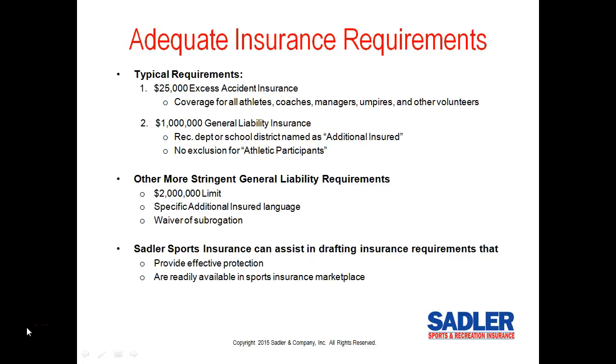You need to make sure that you have written insurance requirements that your outside facility users must comply with for both accident and general liability. The requirements should be specific in terms of what limits of coverage are required, as well as other factors impacting the quality of coverage. On this screen, we have some very typical requirements posted. $25,000 accident and $1 million general liability, with the recreation department or school district named as an additional insured.